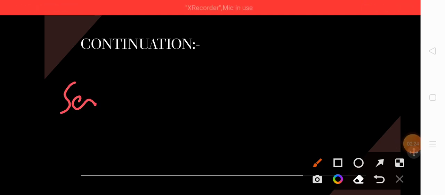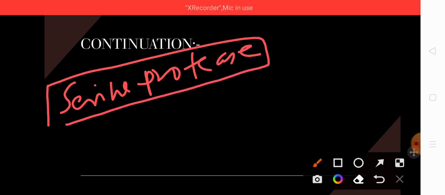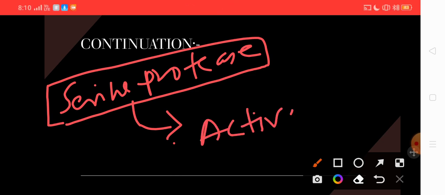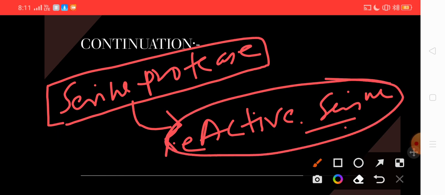Now we will talk about its mechanism. Chymotrypsin is an example of a serine protease, and the main important feature of this serine protease group is that, as its name suggests, they are proteolytic enzymes, and they mainly act due to the presence of a highly reactive serine residue at the active site. That means serine protease group of proteins have a highly reactive serine residue at the active site, which is mainly responsible for its catalytic mechanism.